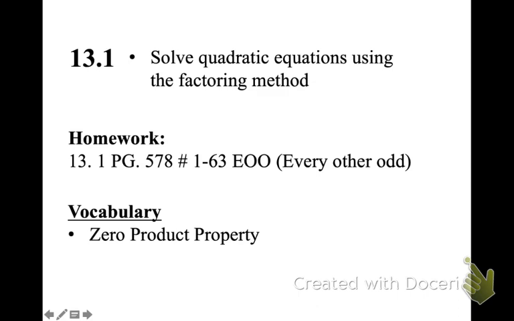All right, zero product property. Some of our vocabulary. You're doing section 13.1, page 578, number 1 through 63, every other odd.